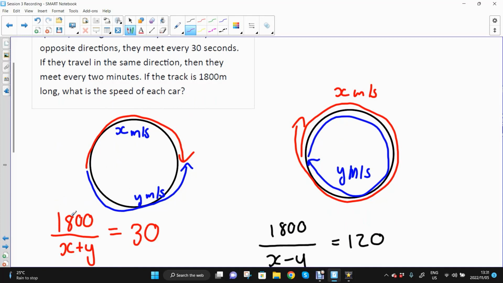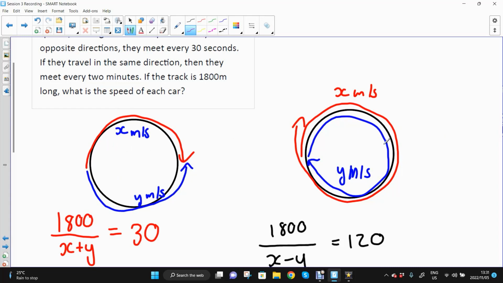So it's 1,800 meters divided by the total amount of speed, you see, to get the amount of time. So distance divided by speed. And here I'm adding the two speeds together to get them to the same point.